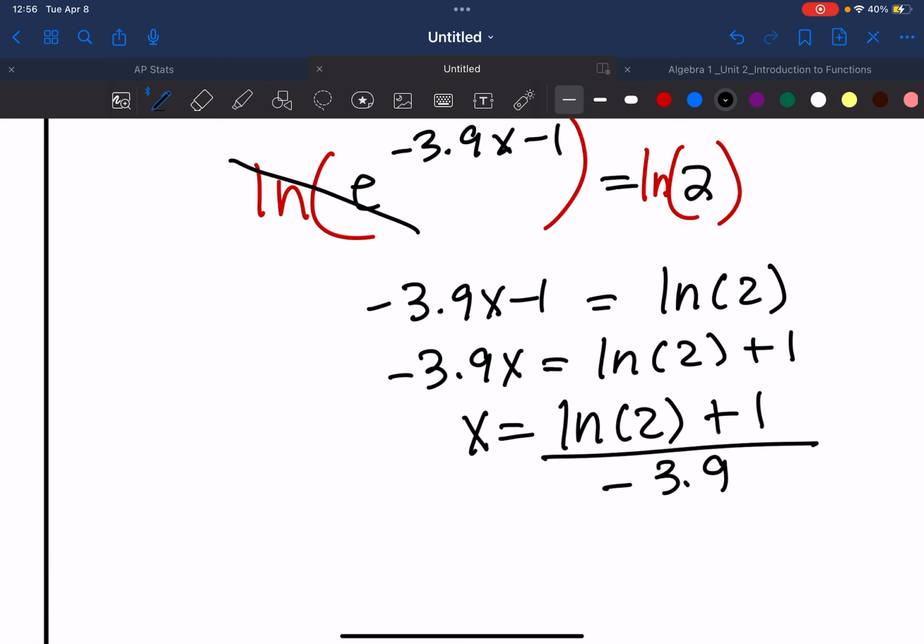If I wanted an approximation, I would put it in my calculator, and you should get x is approximately negative 0.4341.